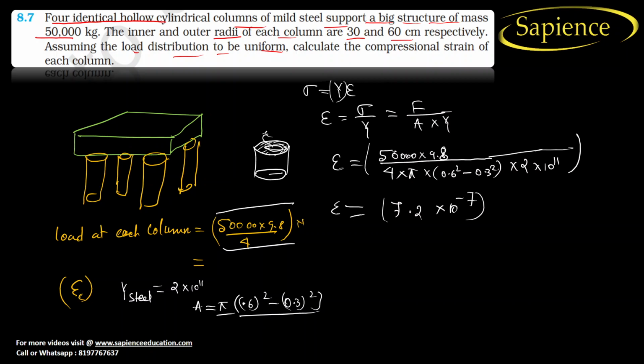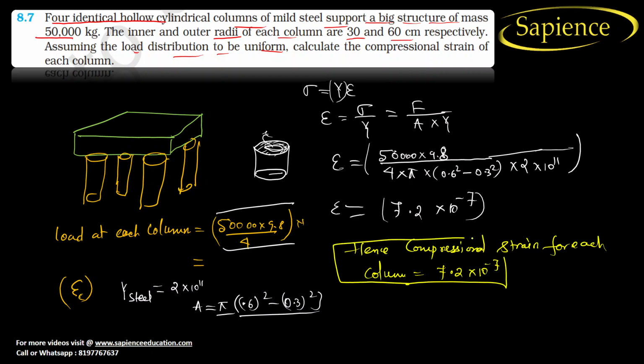Hence, the compressional strain for each column is equal to 7.2 into 10 to the power minus 7. So this is our correct answer. Okay, I hope you have understood this question. Thank you.